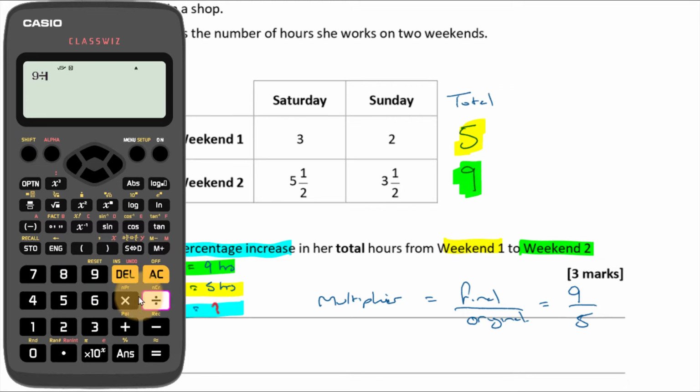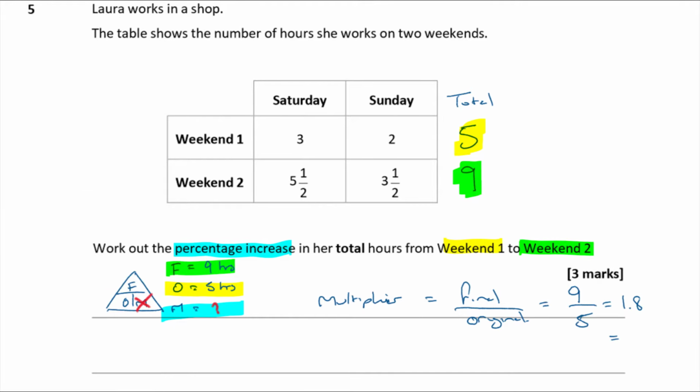So I'll type that into the calculator. 9 divided by 5, that comes out to be 1.8. Now remember, that's as a decimal, isn't it? So if I want that as a percentage, that is going to be 180% as a percentage.